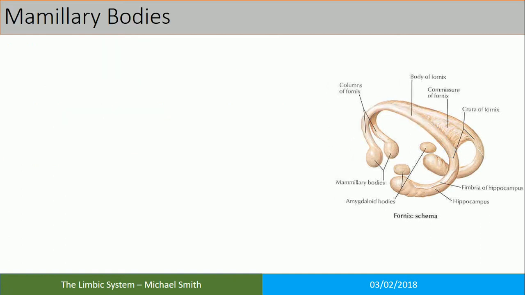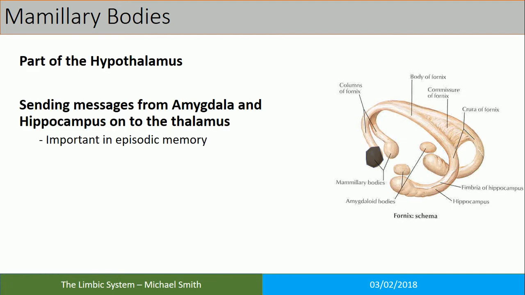The mammillary bodies sit on the end of the Papez circuit here, and they are part of our hypothalamus. And they are involved in sending messages from the amygdala and from our hippocampus, which has travelled through our fornix, up to the thalamus. And they play a particularly important role in our episodic memory. So this is the memory of things that have happened to us and memories of our own history.